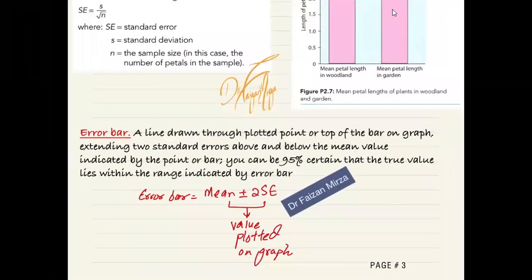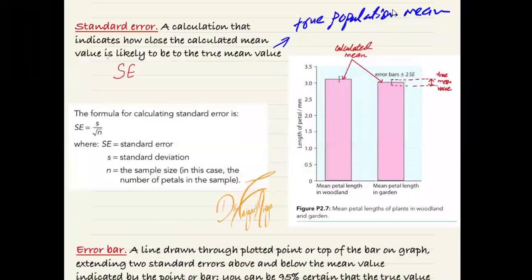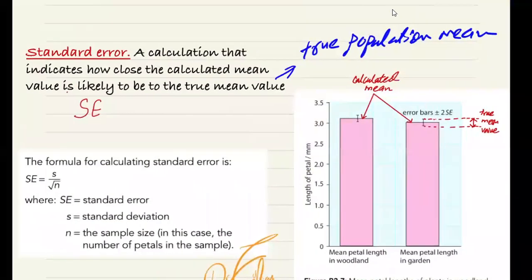Error bars are a line drawn through a plotted point at the top of the bar on a graph, extending two standard errors above and below the mean value, indicating the point on the bar. You can be 95% certain whether the true value lies within the range indicated by the error bar. So what do you do? Again, you just plot the value of error bars here. You have two bar charts here, and this is the error bar. The error bar is plus minus twice the standard error. So you calculate, and you just highlight it this way by making the error bars here.